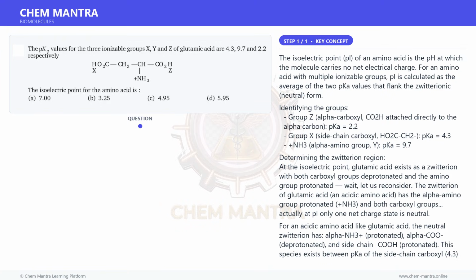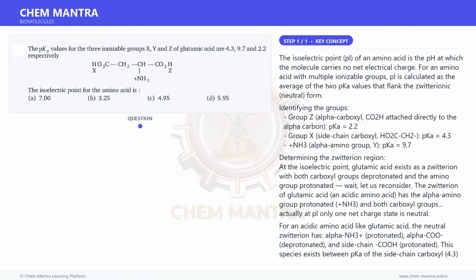For an acidic amino acid like glutamic acid, the neutral zwitterion has alpha NH3+ protonated, alpha CO2 deprotonated, and side chain CO2H protonated. This species exists between the pKa of the side chain carboxyl 4.3 and the pKa of the alpha carboxyl 2.2. Re-examining the order of ionization from low to high pH, first Z loses a proton, pKa is equal to 2.2, then X loses a proton, pKa is equal to 4.3, then Y loses a proton, pKa is equal to 9.7.